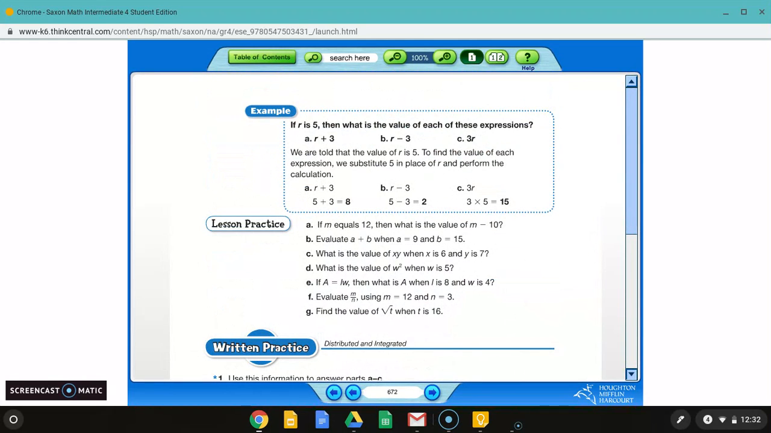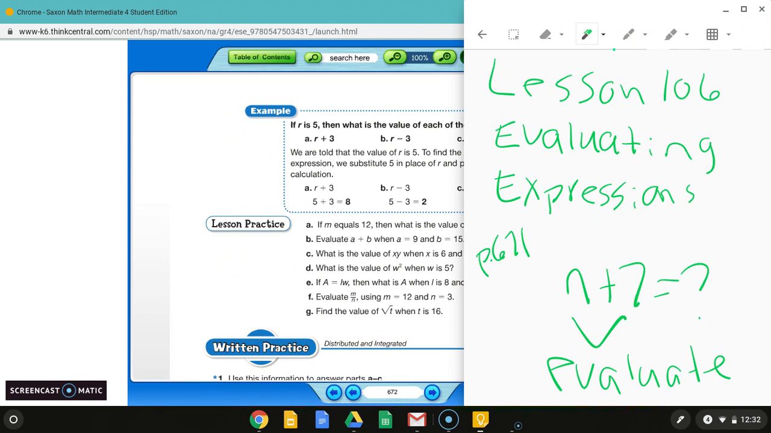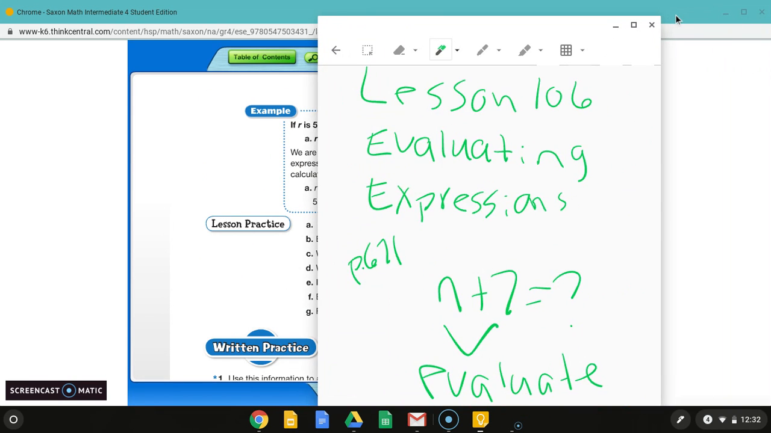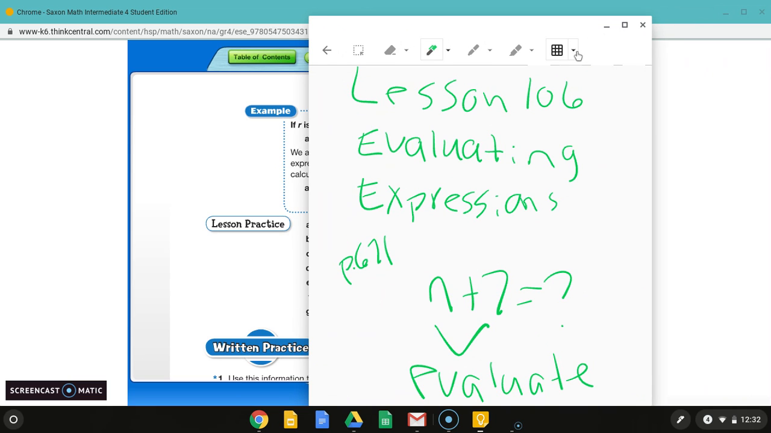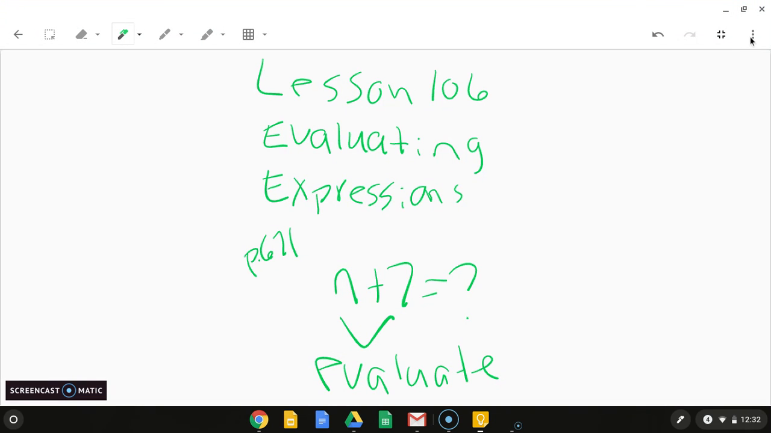All right. So if r is 5, what's the value of these expressions? All right. So I'm going to go to a new page. And I am going to write them down. So we know now that r equals 5. So normally we solve for r, n, or j, or k, or whatever the letter is. But right now they're going to give it to us. R is 5, and we have to figure out what the expressions equal.